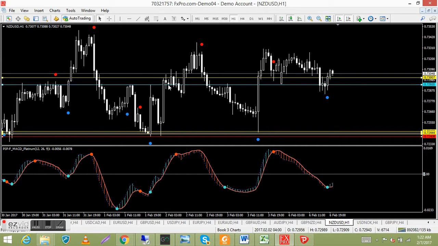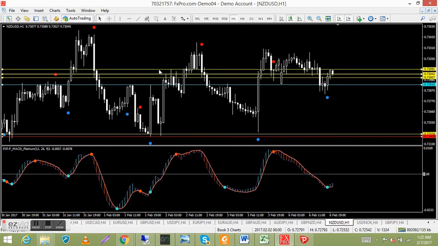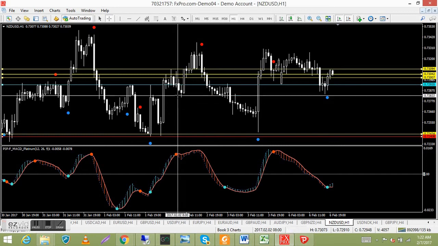So we're setting up for a buy. We're in a buy now. Big risk there on that trade. So we've got 3 yellow lines in play. Let's just have a look, because I've got some sort of MACD platinum came down here.